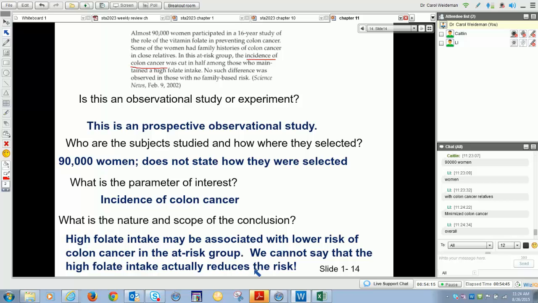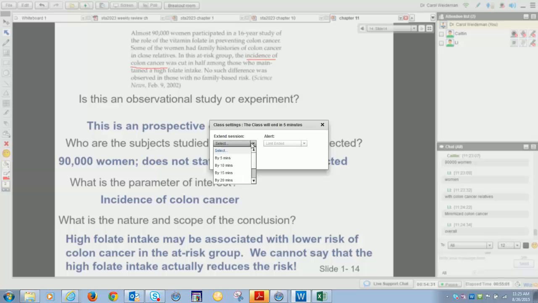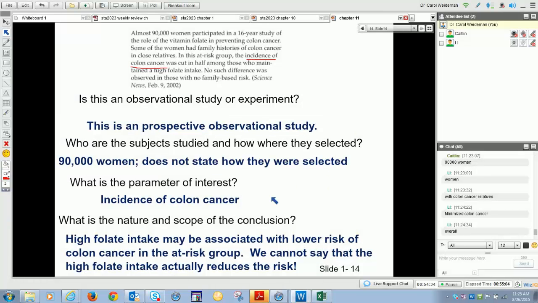This is where you have to be really careful, because in today's media, I see so many studies of this type, and they'll come to the conclusion that this thing caused this thing, and we can't say that. There might be something else different about the women who had high folate intake. Maybe there's some other thing that we didn't measure, a lurking variable, that actually is more related to the fact that they had less colon cancer. We don't know, because they didn't give us information on that. Maybe the at-risk group already had more screenings than the people who weren't at risk. Anyway, you can't say one causes the other, so I just want to emphasize that. If it's an observational study, you can only talk about association, not causation.